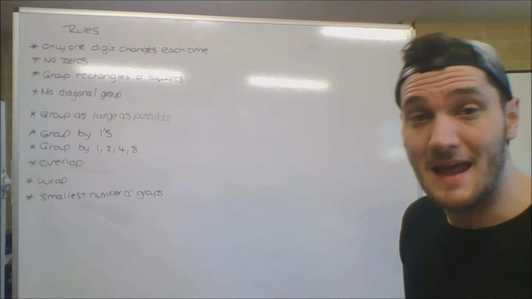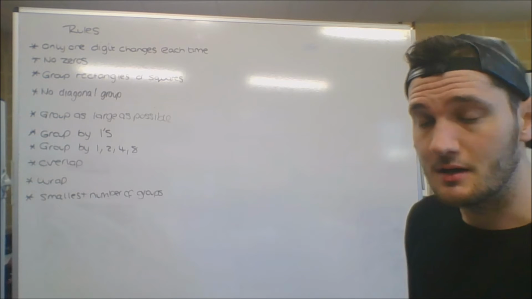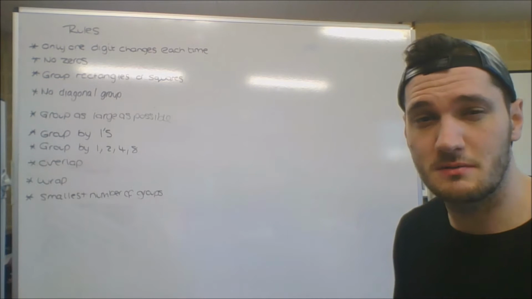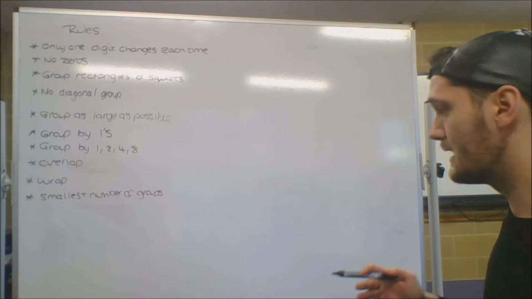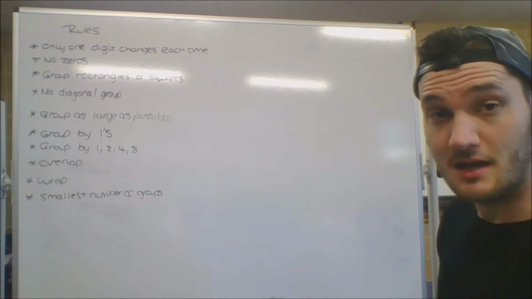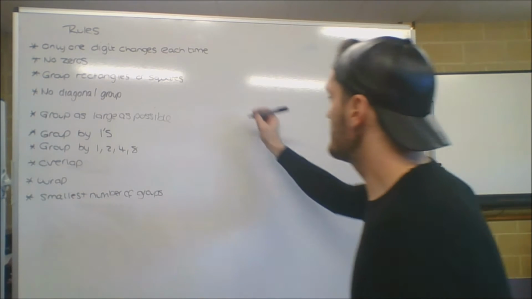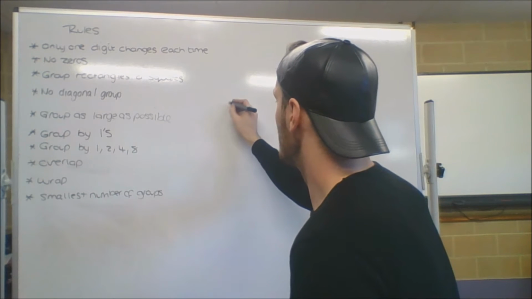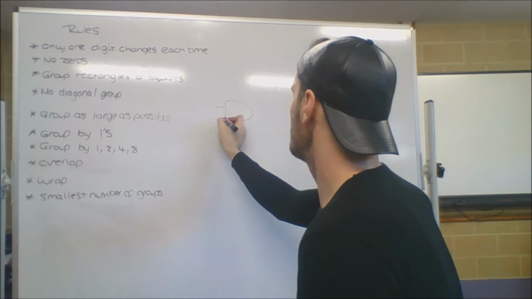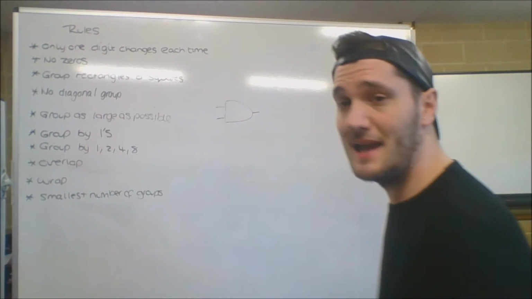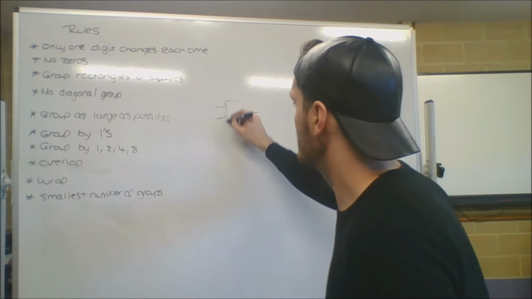Now, the first thing that you need to know is what the Boolean algebra symbols are. So what I'm going to do is draw some logic gates, rub them out, and explain how you can start to simplify Boolean algebra. So if you remember, the first thing we've got is a simple AND gate.